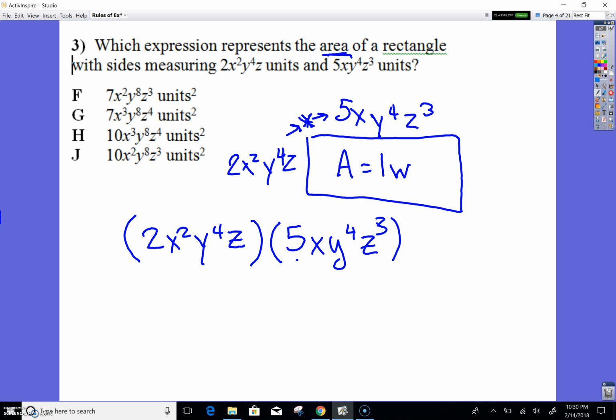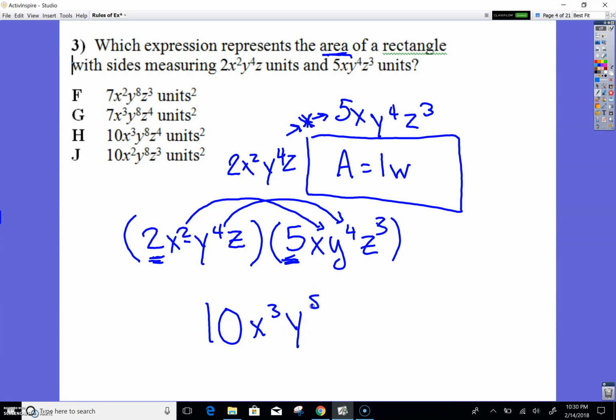Okay, again, we follow the same thing. 5 times 2 is 10. Big numbers, or the coefficients, we multiply like normal. Then x: 2, and remember there's a 1 here, so 2 plus 1 is 3. Then I do the y's. 4 plus 4 is 8. Then I do the z. 1 plus 3 is 4.